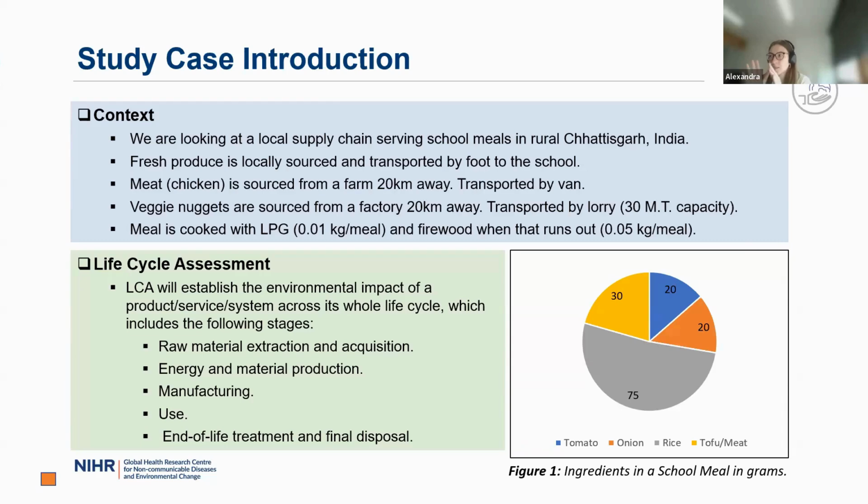Given all this information, what do you think are the stages that we will be discussing or including in this life cycle assessment? Or the ones that we will not include, or that I have not mentioned?